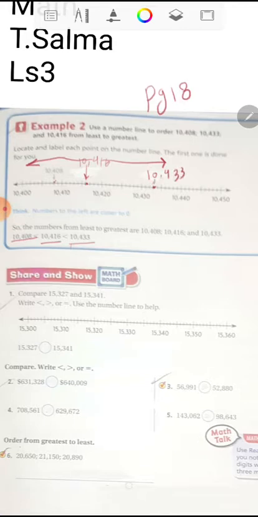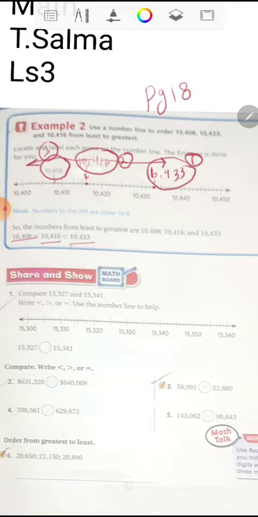Okay, so which number is the greater number? I told you that if the number goes to the left direction in the number line, the number becomes what? Bigger or greater. So the greatest number here is this one, then after that this one, then after that this one. So the greatest number is 10,433, then 10,416, then 10,408.